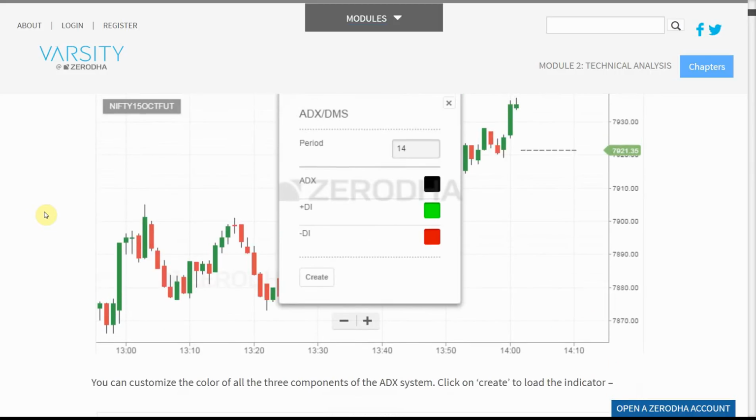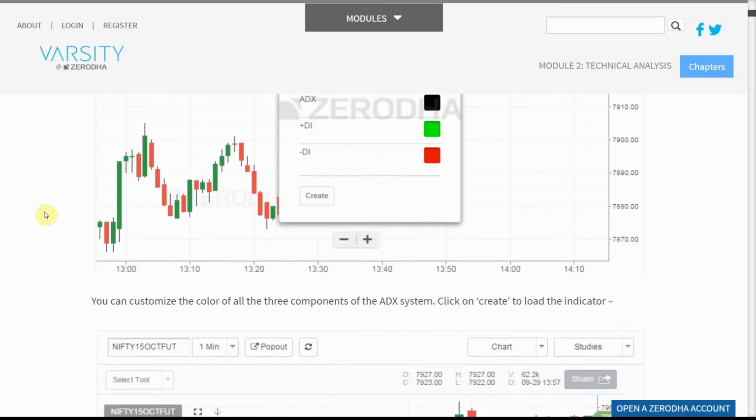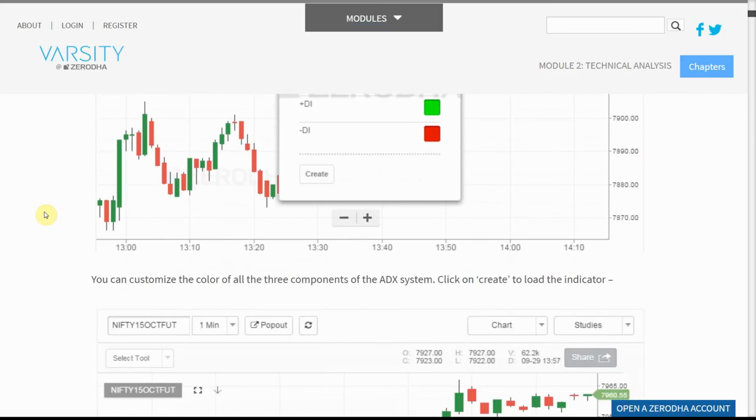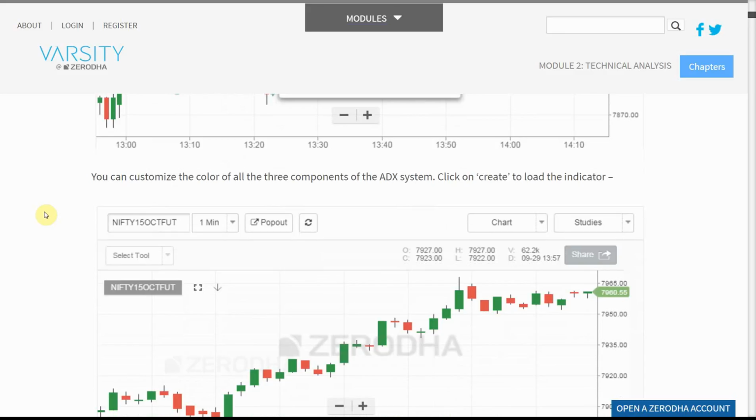By default, the ADX indicator is loaded below the instrument. The black line represents ADX. Ensure it is above 25 while looking for the crossovers.